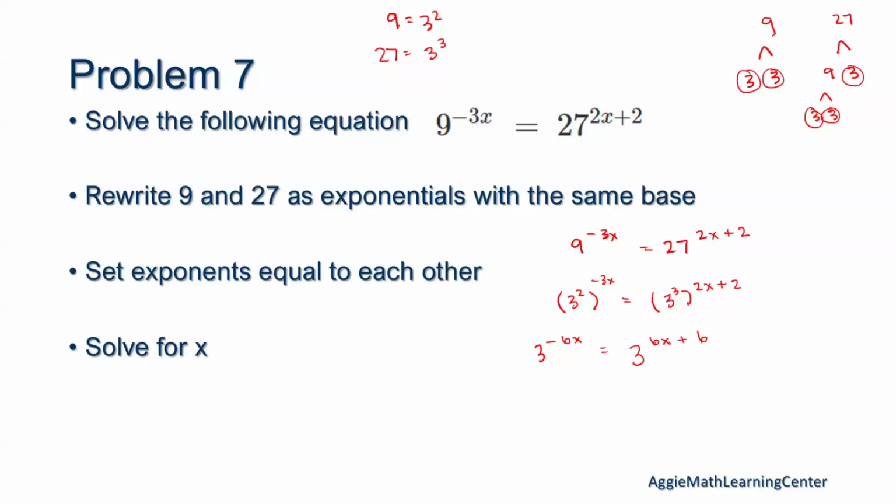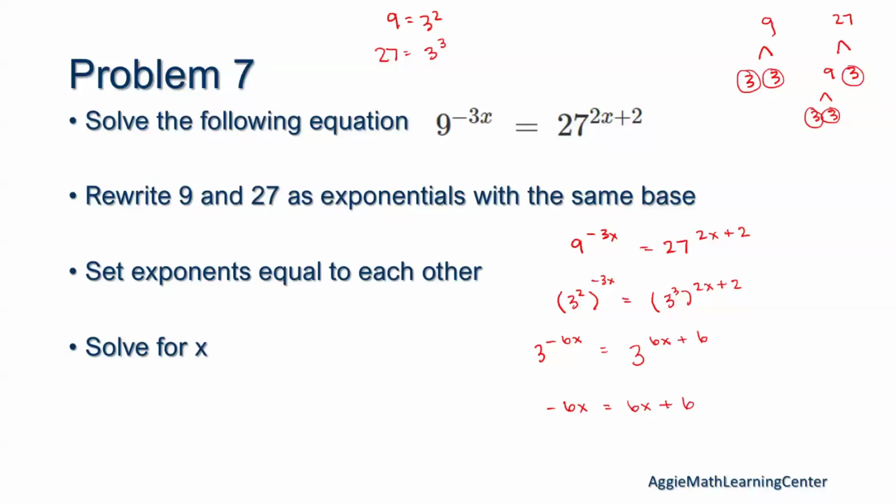Now that these have the same base, I can just solve this equation. It's just going to become negative 6x equals 6x plus 6. Because if 3 to a power is equal to 3 to a power, then they had better be raised to the same power, right? So we can kind of just ignore the 3 and solve for the powers.